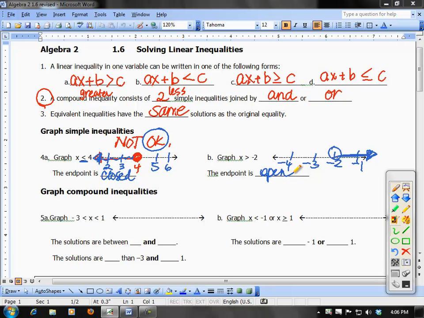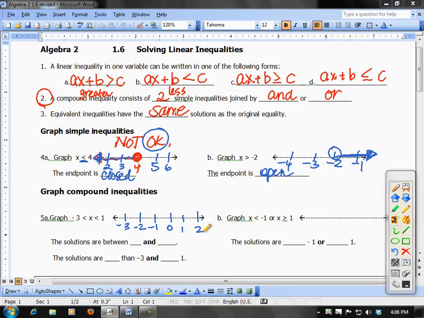Okay, so let's do a compound one. Compound inequalities normally have two different endpoints. What this says is -3 is less than a number which is less than 1. What that means is on my number line, I have to include both -3 and 1.